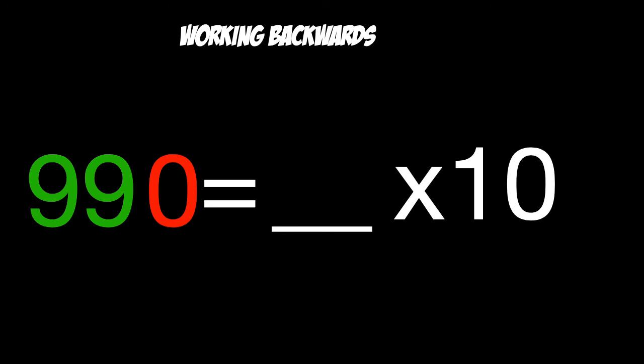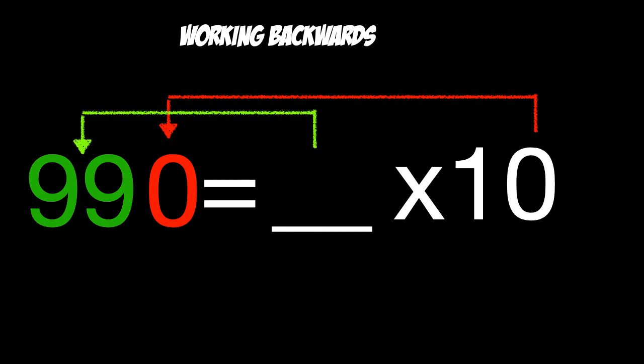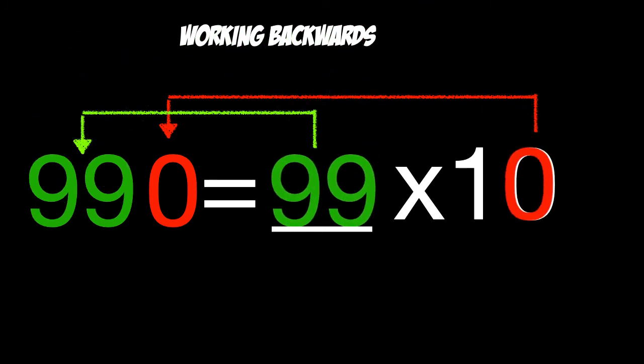Hey, let's work backwards. What if we know that the answer is 990 and we want to know what the other two things were that we multiplied together to make the 990? Well, I know there's a 10 there. So if there's a 10 there, I know that that 10 is going to contribute the 0 in my answer. So if the 10 contributes a 0, that means whatever the blank was had to contribute the 99. So therefore, the 99 was in the blank, and that red 0 came from the 10.